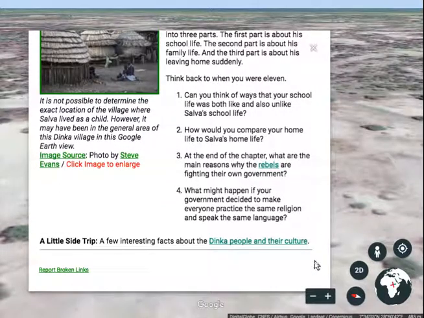Now, if you are interested in doing a few other side trips and some interesting facts, you could click this link and we'll check it out.